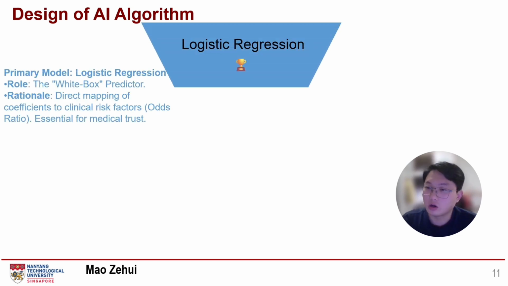We chose logistic regression as our primary engine. In healthcare, a black box is dangerous. We need to explain why a patient is at risk via coefficients.